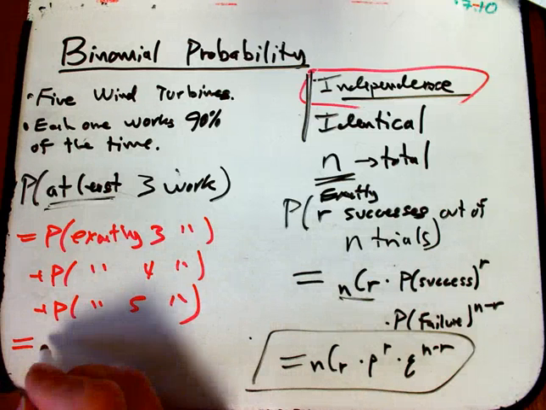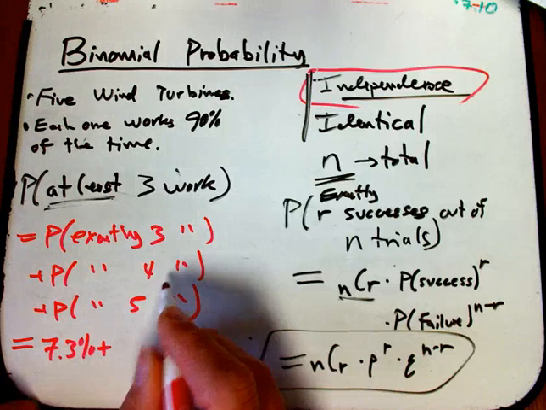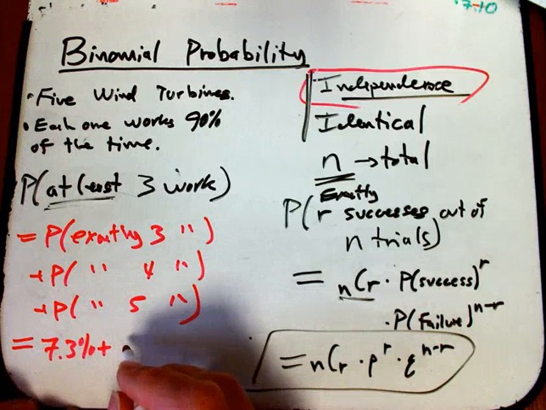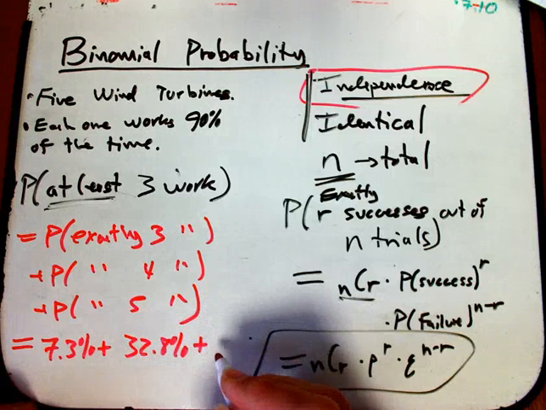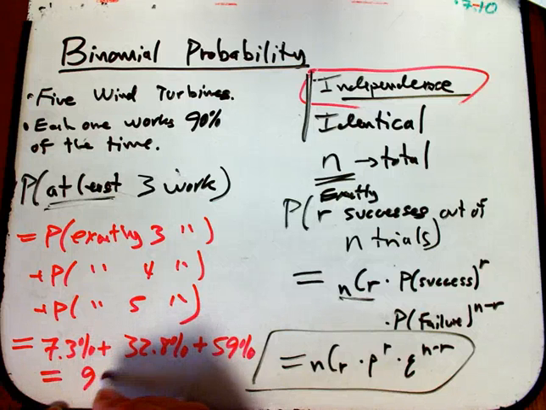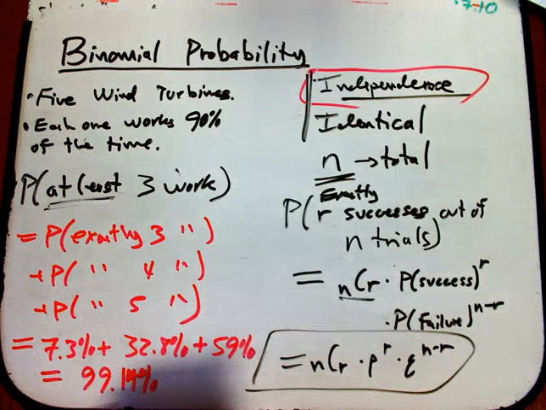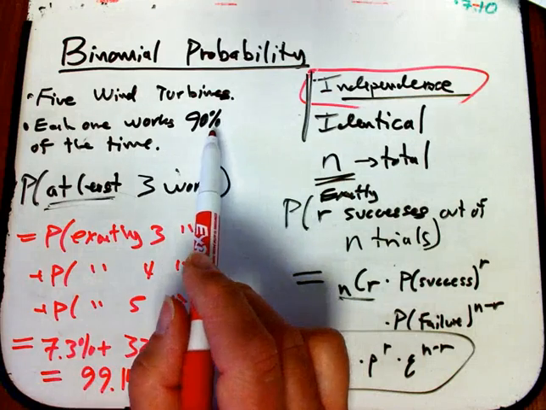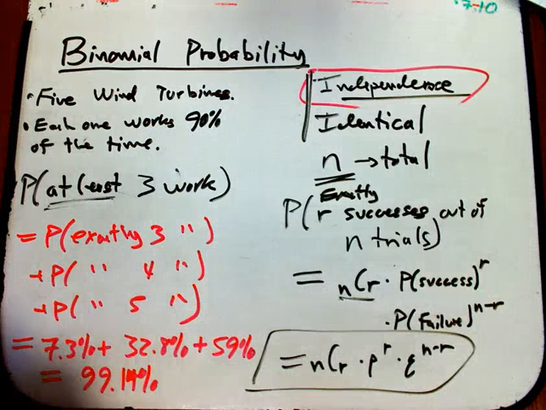The exactly 3 was 7.3%. The exactly 4 was in the previous video, which was 32.8%. And exactly 5, that's all of them working, that's 59%. And I think if you don't round it too much at the start, it comes out to be 99.14%. Really, it's quite likely that the majority of them are going to be working because they're so good. And again, because I'm assuming that their failures or successes are totally independent of each other.